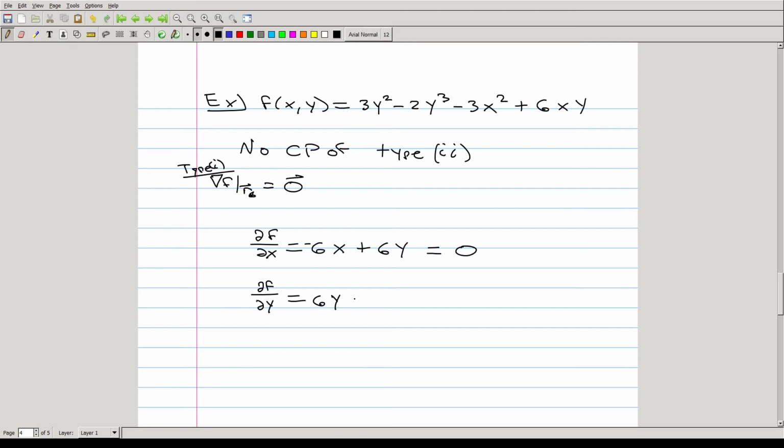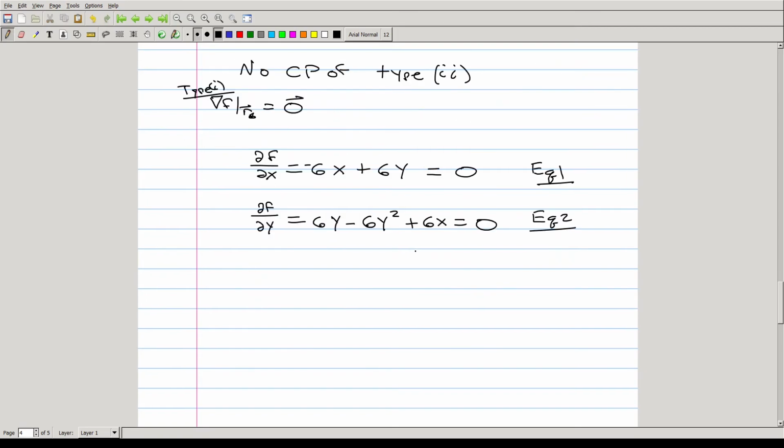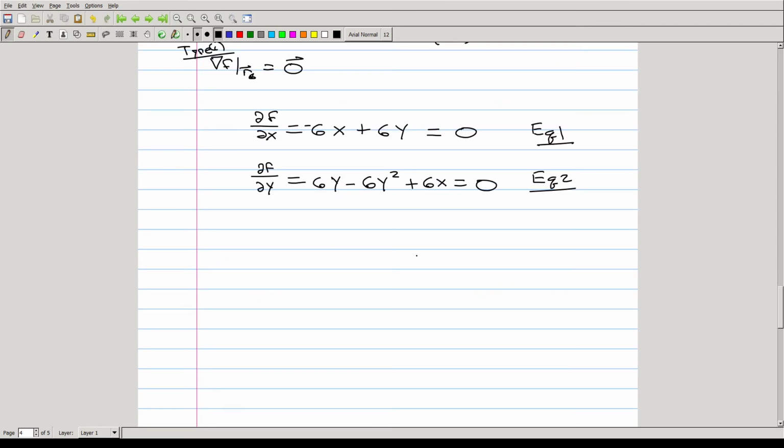And df dy is going to be 6y minus 6y squared plus 6x. So we'll call this first equation equation 1, and the second equation equation 2. And go through and see if we can solve this system. Just like before, this is a nonlinear system of two equations. We expect there to be a number of different possible solutions if there are any solutions.